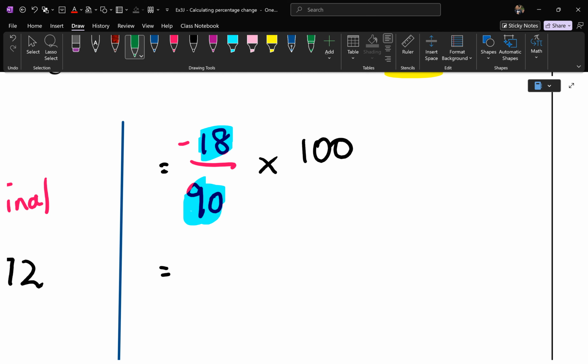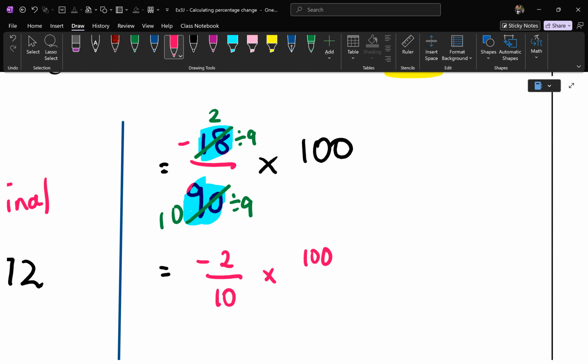9. Very good. 9 is one of them, or if you didn't know that, notice they're both even numbers. You can keep halving until you can't. Make the number smaller, yeah? So here, I can see that there's a 9. How many 9s in 18? 2, so this becomes now 2. How many 9s in 90? 10. So now you can see it actually becomes negative 2 over 10 times 100. We still have that times 100.